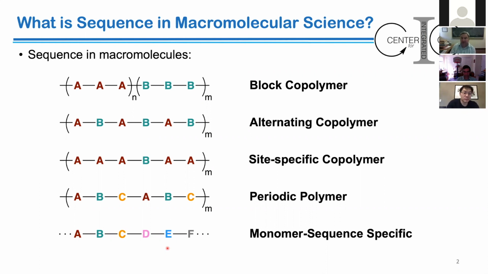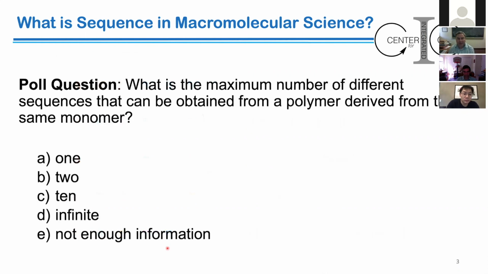So this brings me to my first poll question. What is the maximum number of different sequences that can be obtained from a polymer derived from the same monomer?